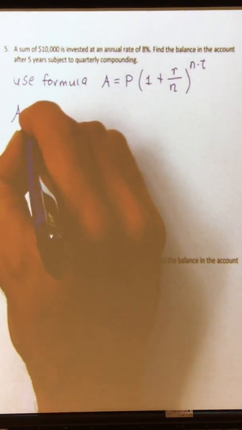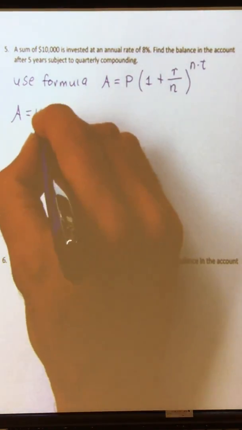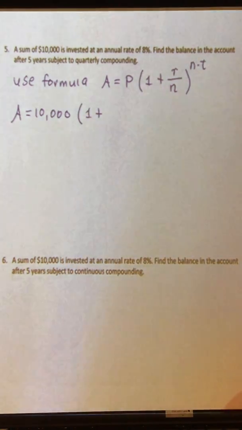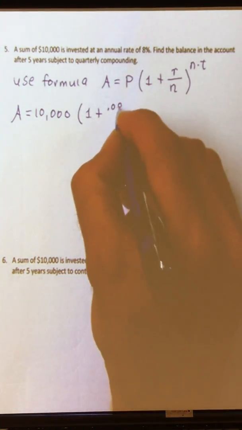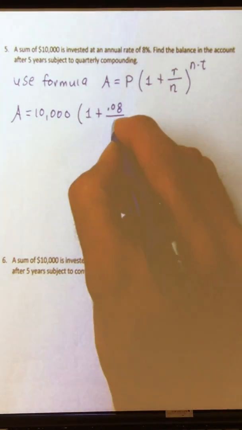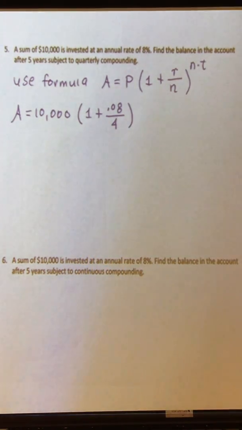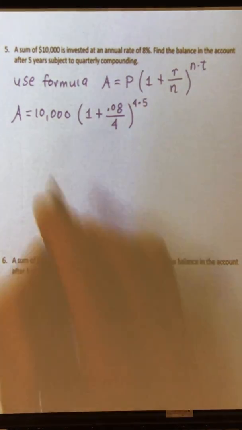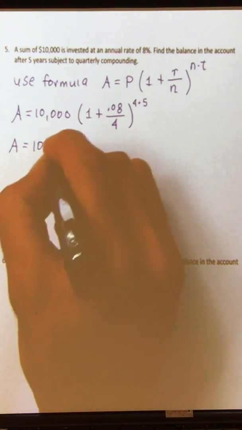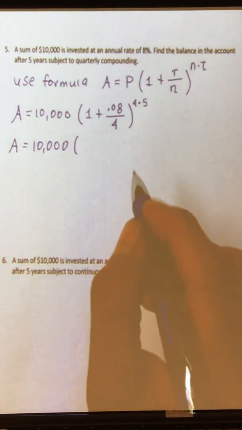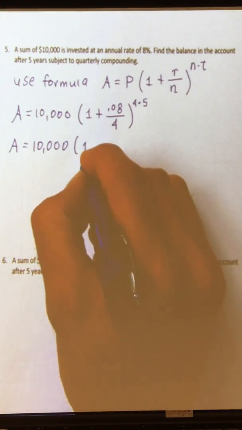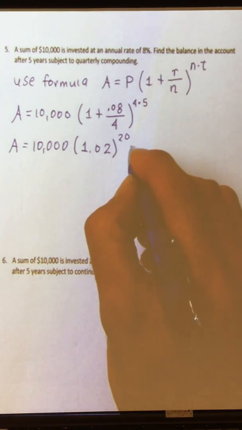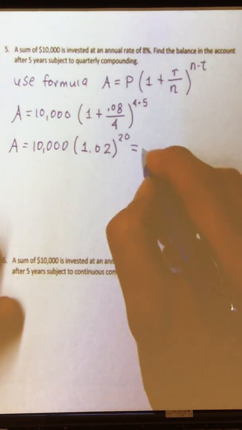So here to calculate the value of A, we're given $10,000 to begin. That's our starting principal, times 1 plus. The R in the formula is the interest rate as decimal, so 0.08 is 8%. Quarterly compounding means 4 times a year, and the power will then be 4 times 5 years. So working this through, 10,000, 0.08 divided by 4 is 0.02 plus 1, so that's 1.02. 4 times 5 is 20, and working this out on the calculator, we always round to dollars and cents.